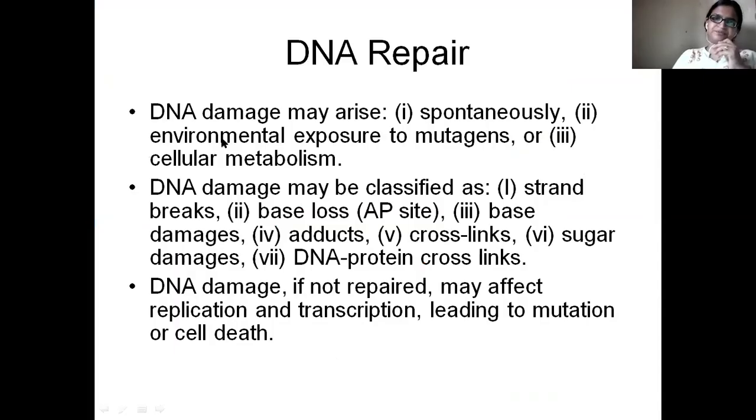Now, as we have seen in the previous slides, DNA damage may arise spontaneously or due to environmental exposure to mutagens, that is X-rays or UV rays. And third is cellular metabolism. During replication or any other processes, some damage may happen due to errors. Next, DNA damage may be classified as strand breaks, base loss, base damages, adducts, crosslinks, sugar damages, and DNA protein crosslinks. So these are the different types of damage whose repair mechanisms we have to study in detail.